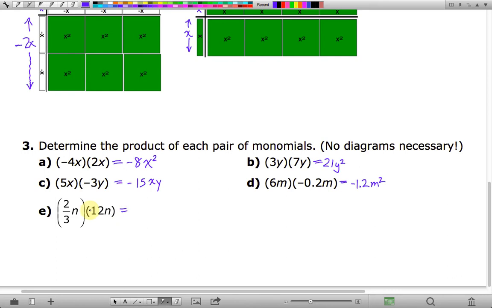Finally, if we do 2/3 times 12, that gives us 8. So if you did 2 times 12, that's 24, divided by 3, that's 8, or you could do 12 divided by 3, that's 4, times 2 is 8. In any case, it gives you the same result. n times n is n squared.